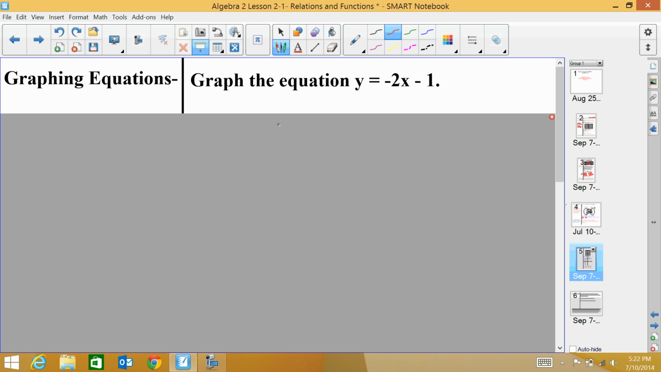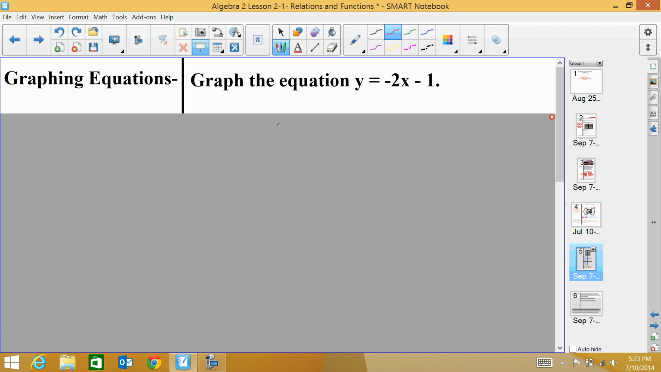All right, now we're going to talk about graphing equations. This is kind of just a refresher. They want us to graph the equation y equals -2x minus 1. Now, you guys might remember how to graph this using slope-intercept form, but let's say you just totally forgot, you don't know how to graph at all. You can always just plug in numbers for x every single time.